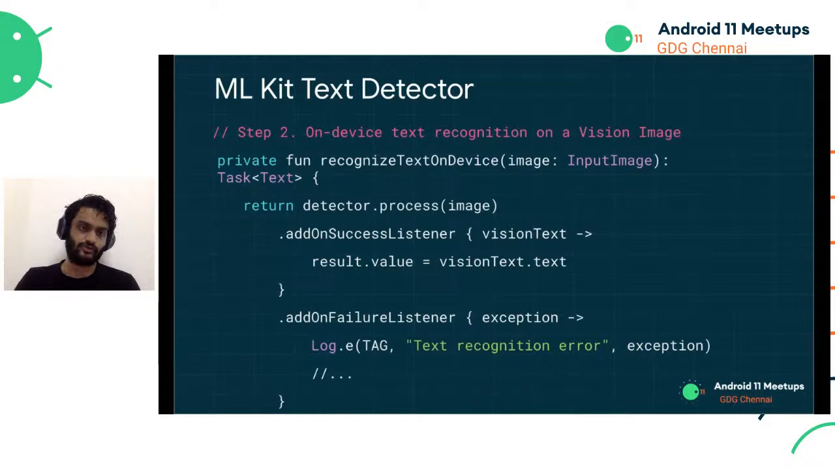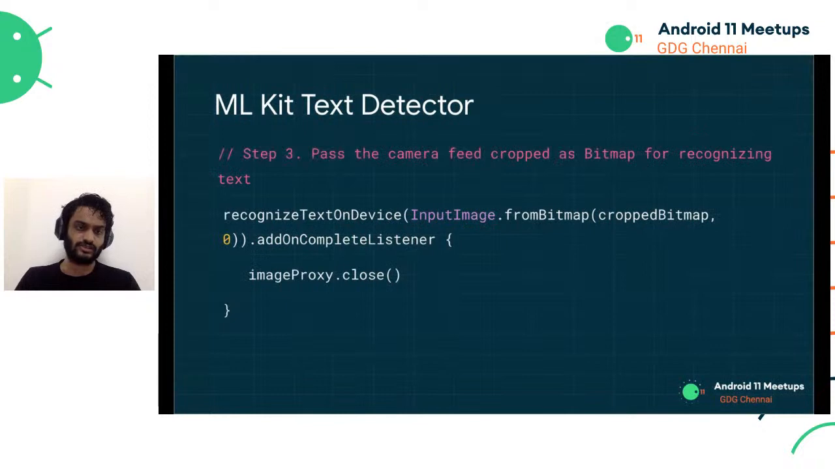It's a simple API where you create an input image, and call detector.process and pass the image. You will have two responses, either a success or a failure. If it is a success, you will get it as text, and then you can pass it to your UI. That's very straightforward. How do you pass the image to this? You will create an input image type, so you will say InputImage.fromBitmap.